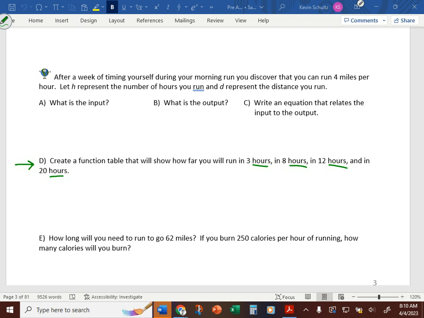So when looking at what's the input, what is the output, a great place to check is this fourth question here. Because what's being tested is going to be the input. We are testing the hours. And then what we get out of this is going to be how far we run, the distance. Okay? Now, if you run 4 miles per hour, what equation represents that? Distance equals what? How would you calculate how far you run if your rate is 4 miles per hour?